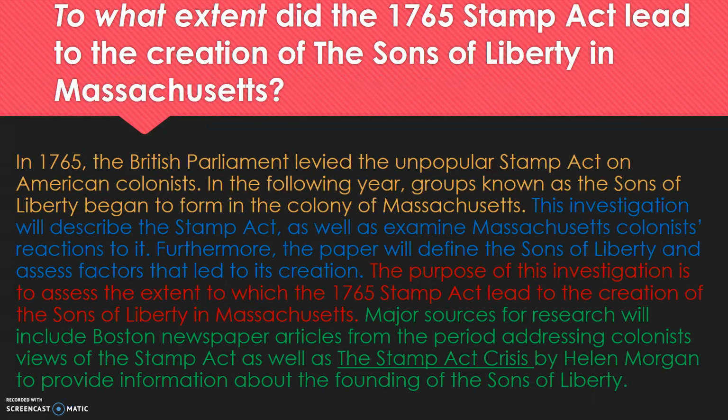What does this ultimately look like? At the very top, there's a sample question: To what extent did the 1765 Stamp Act lead to the creation of the Sons of Liberty in Massachusetts?